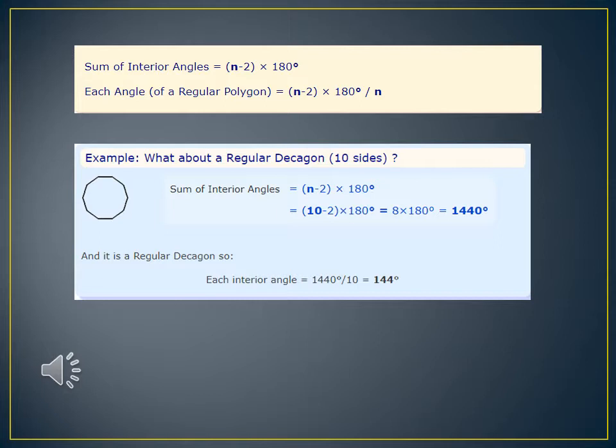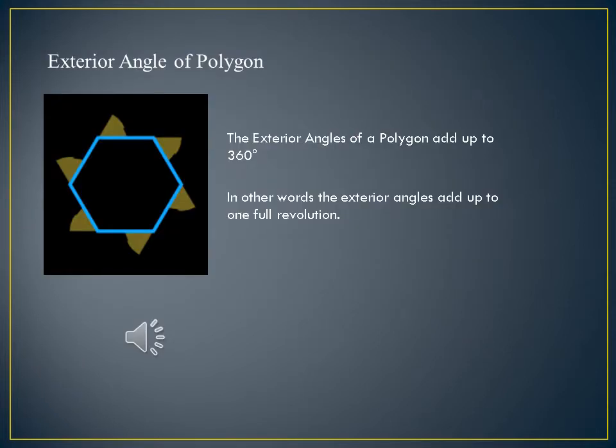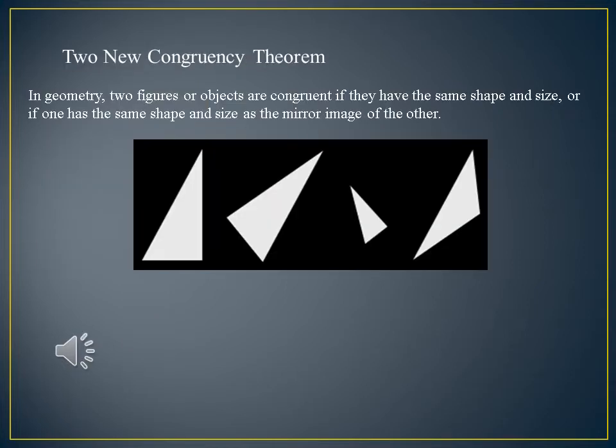Take a look. Exterior angle of a polygon. The exterior angles of a polygon add up to 360 degrees. In other words, the exterior angles add up to one full revolution. New congruency theorem in geometry. Two figures or objects are congruent if they have the same shape and size, or if one has the same shape and size as the mirror image of the other.